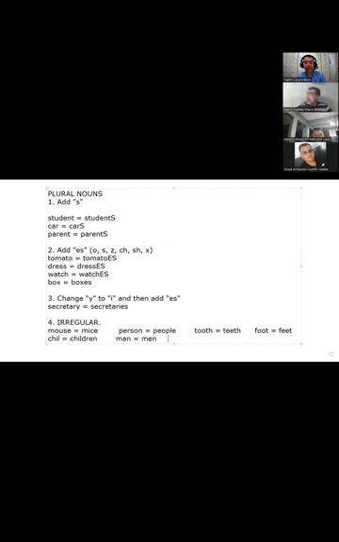En plural, man, right. Woman. Women. And what else? Pulpit. Fish. Pescado, right? Fish is the same. No cambia. Fish, right?